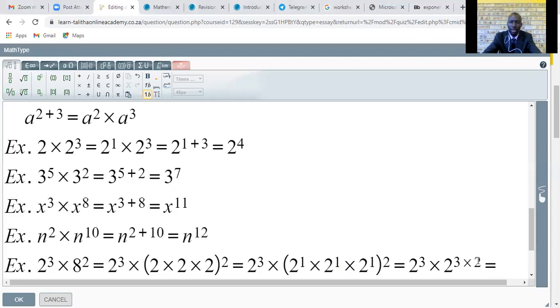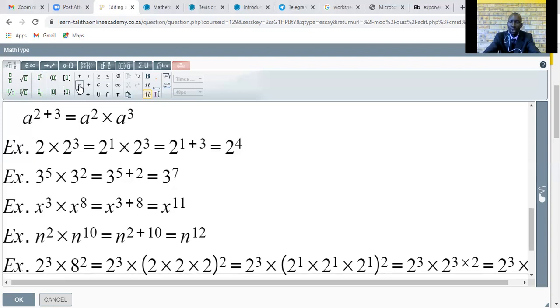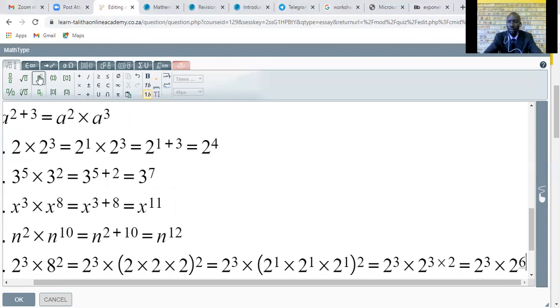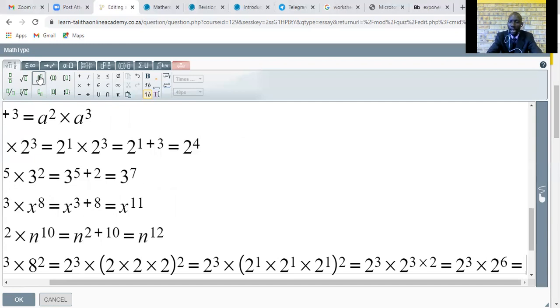And so we will then be having 2 with exponent of what? We'll be having 2 with exponent of 3 times 2 with exponent of what? With exponent of 6. And so we can still simplify this. Now at this stage, we can go ahead to apply the other law.